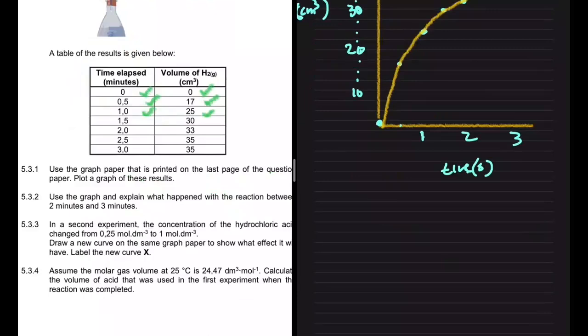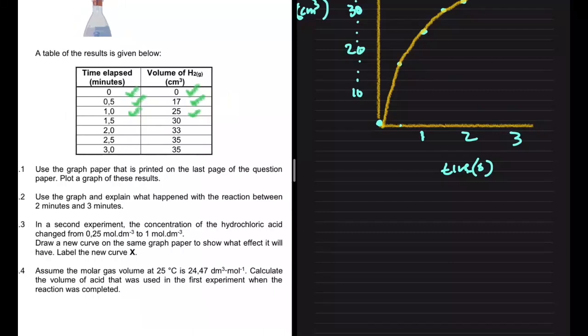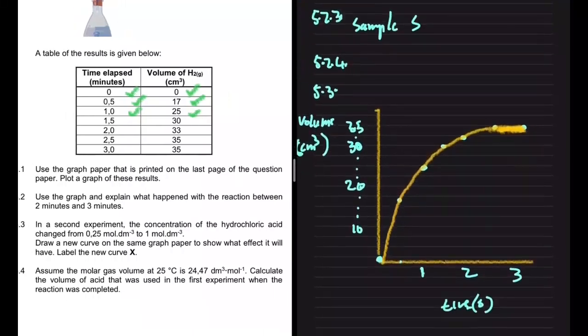5.3.2. Use the graph paper and explain what happened with the reaction between 2 minutes and 3 minutes. So let's go ahead and look at that. We are interested in 2 and 3. So let's see what happens at that point. You can see clearly that our line flattens out. Our gradient goes to 0. Our reaction is completed. It is no longer taking place. So that's what happens between t equals 2 and t equals 3 minutes. Actually, here on the x-axis, it's actually not seconds, but minutes, right?